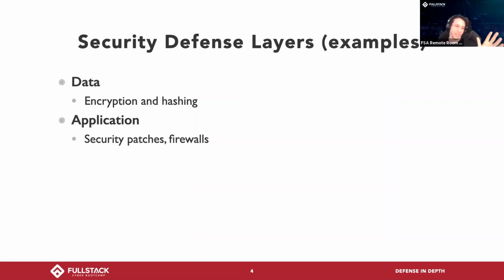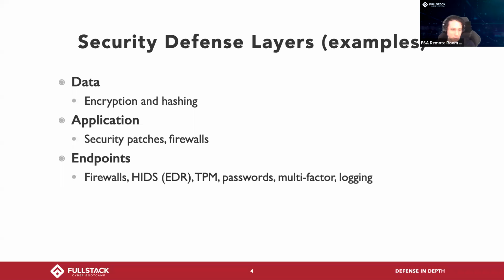At the application level, again, we had firewalls. We forgot to mention, but there's also security patches, right? Make sure your Apache web server is up to date. On endpoints, what did we talk about? Firewalls. There's host intrusion detection systems, which is basically like an IDS for your host, right? You have TPM. Oh gosh, I forget what it stands for, but it's a piece of hardware that you can use to tell if your hardware has been hacked, essentially.